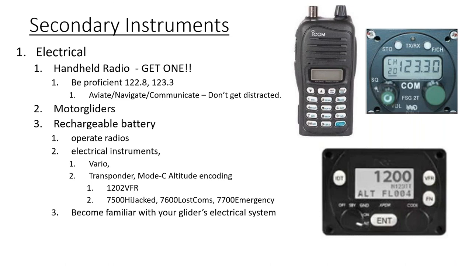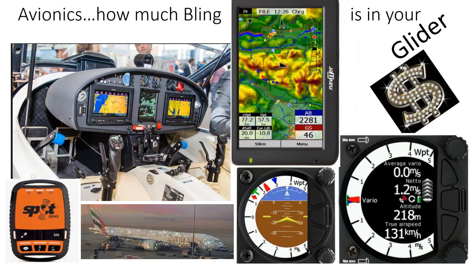Avionics. You're not going to get really tested on this in any form other than how much bling is in your glider. So I put a couple interesting things up here. Some of the club members are carrying this. This thing is also called an ODI. It's a way of kind of tracking where you've been. It's a movable map. It's a GPS.